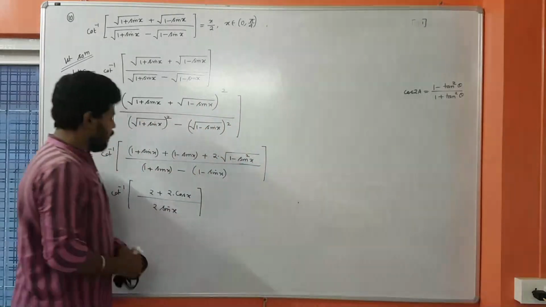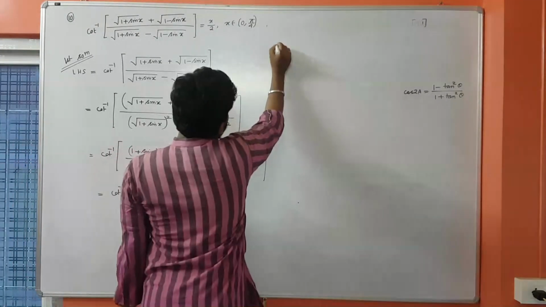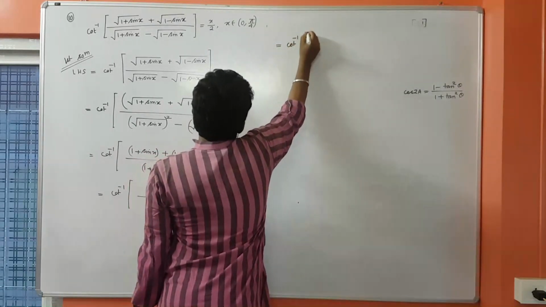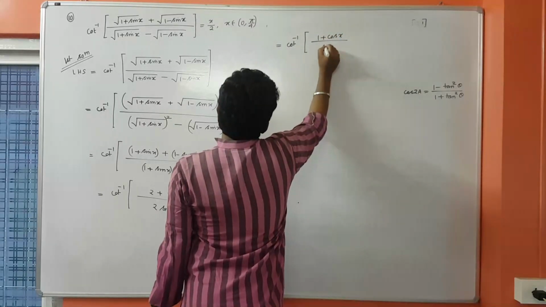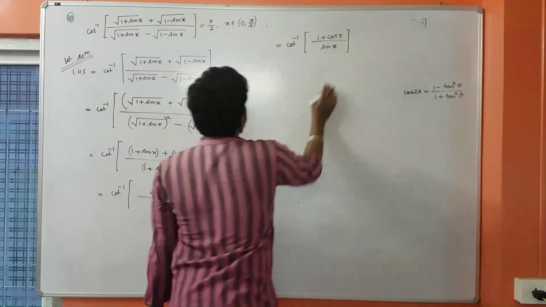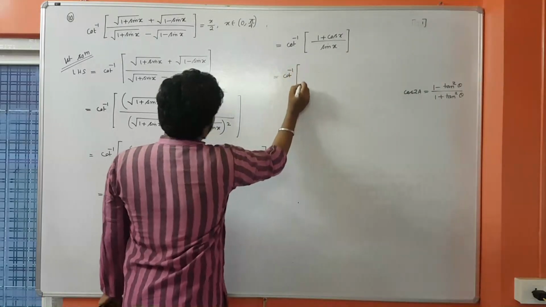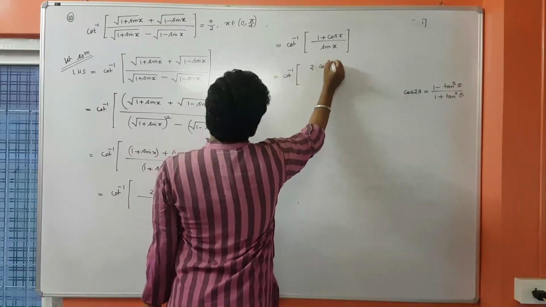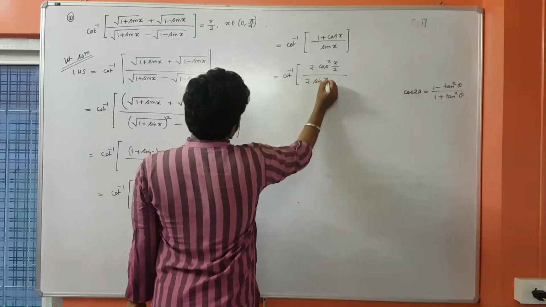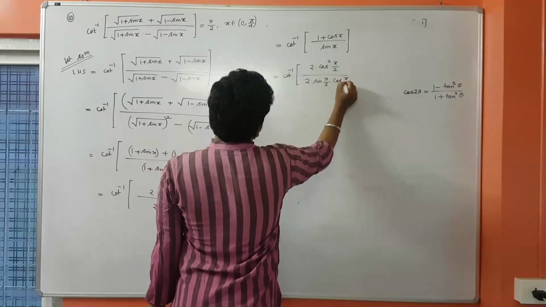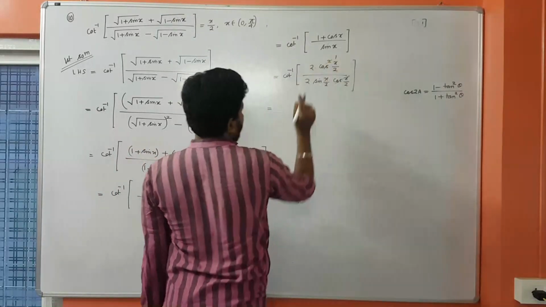Now, if I cancel 2 and 2 in the numerator and denominator, I will get cot inverse of (1 plus cos x) divided by sin x. Now, use the property of submultiple angles, you will get cot inverse of 2 cos square x by 2, and for sin x, twice sin x by 2 multiplied by cos x by 2. This 2 cancels, cos square cancelled, left with 1.